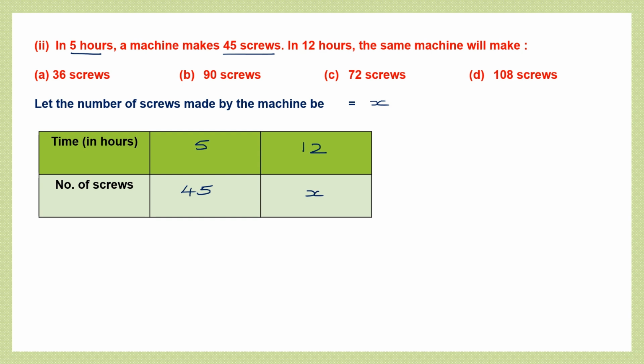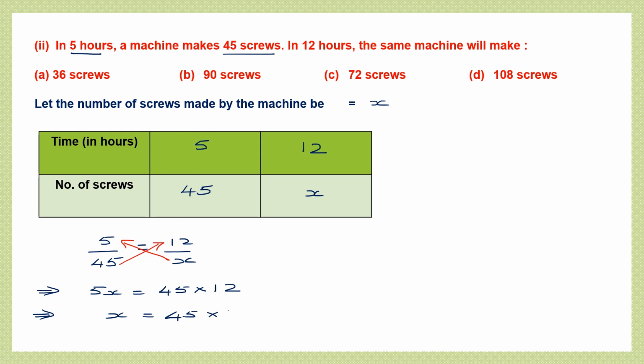Since we know that this is direct variation, all we have to do is say 5 by 45 is equal to 12 by x. And then we can cross multiply and find the value of x. So here we can say 5x is equal to 45 into 12. Now we're going to find the value of only x. So x is equal to 45 into 12, and we transpose that 5, the 5 that is with x, to the other side. It becomes division.